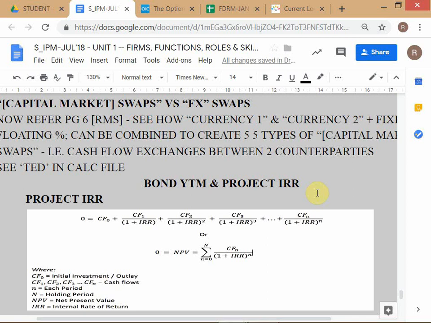Hurdle rate is an internal company benchmark. So if you see that the IRR is in excess of the hurdle rate, what do you do? You reject the project or? You accept the project, okay? So that is one of the ways in which you use the IRR, okay?